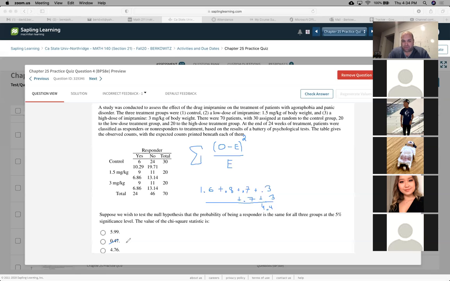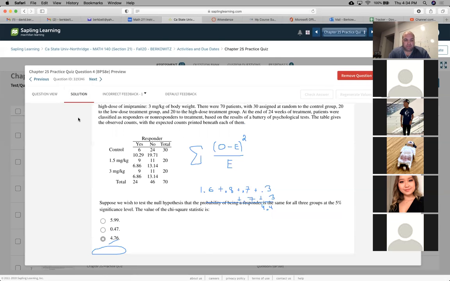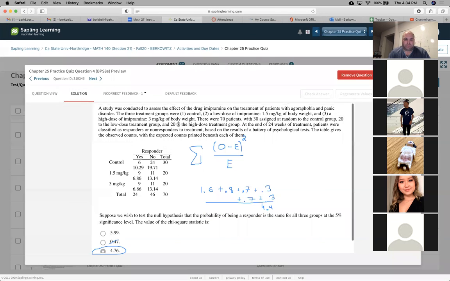So both of these numbers are close enough to 4.4 that I would probably say, yeah, I want to do it a little more specifically, but I'm going to go with that one. Let's see if I'm right. Solution is 4.76. That's what I'm talking about.